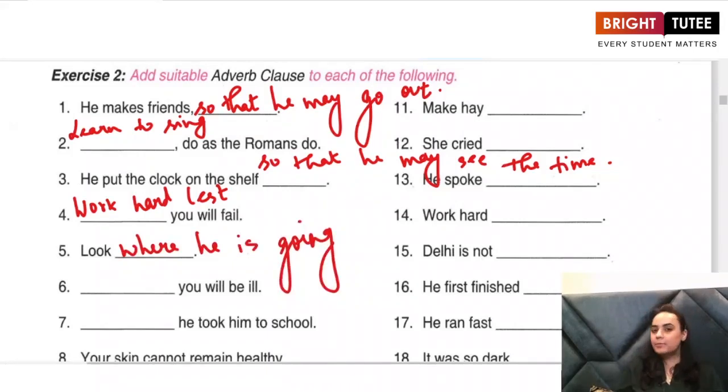So again, there are multiple ways in which we can fill the sentences, and you can fill them as per your discretion. So with this, my dear students, we come to the end of this chapter, which talked about the adverb clauses and its different categories.